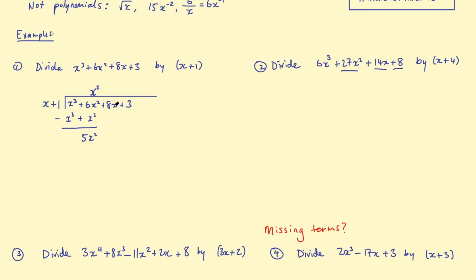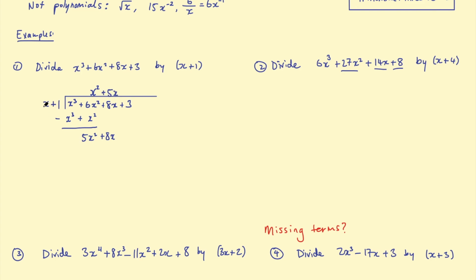And then carry the next term in the dividend down. Write that next to the 5x squared. Then divide the 5x squared by x, the first term in the divisor. 5x squared divided by x is plus 5x. Again, keep things in their correct place value. Then do this multiplication again. So multiply the next term in the quotient by x plus 1, our divisor.